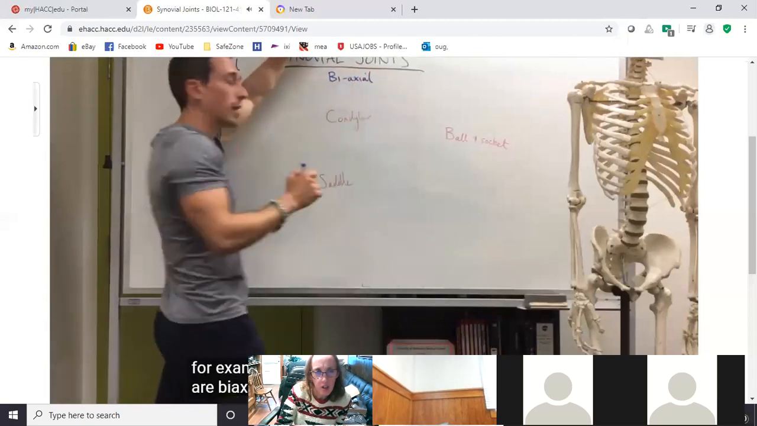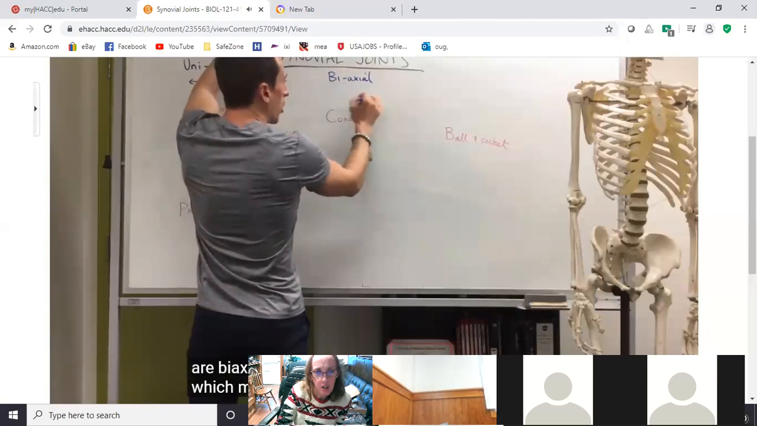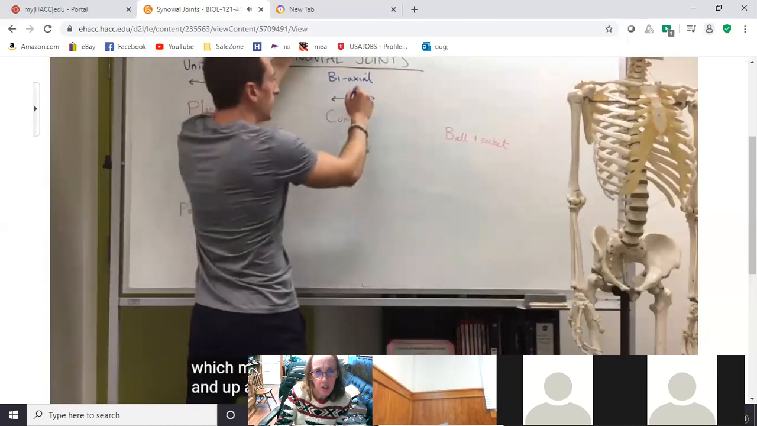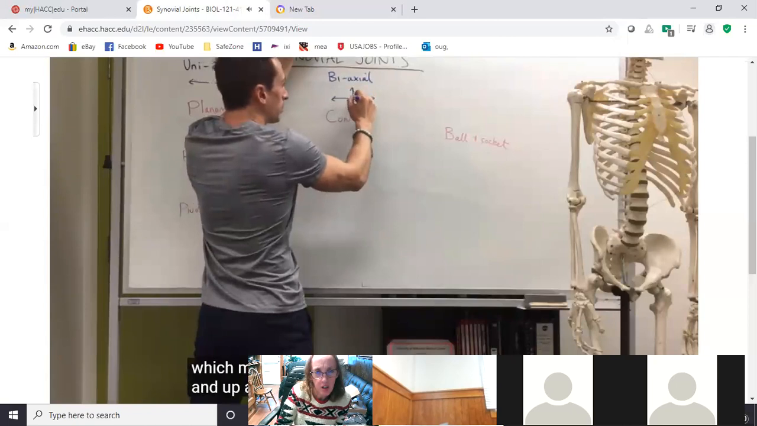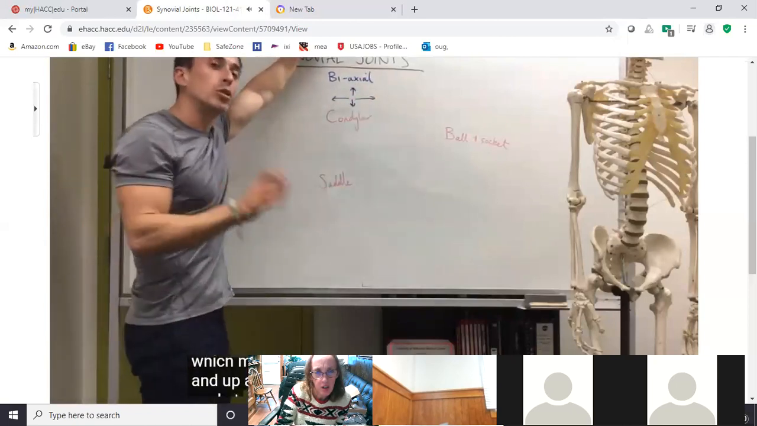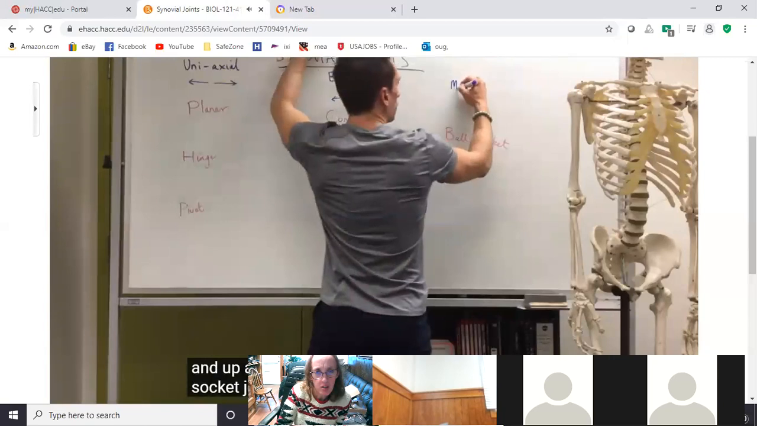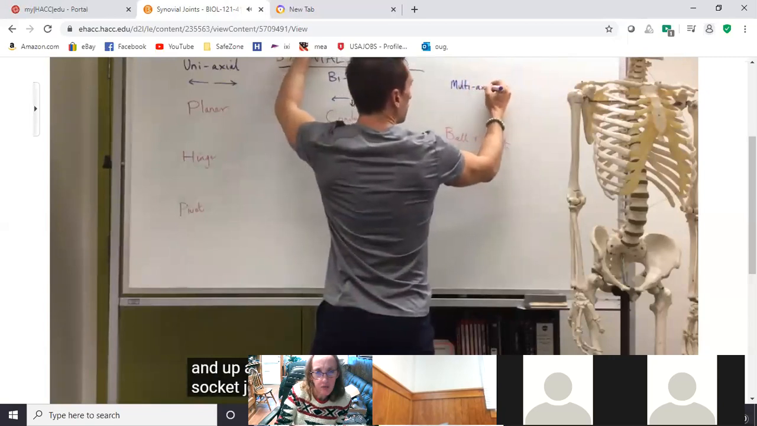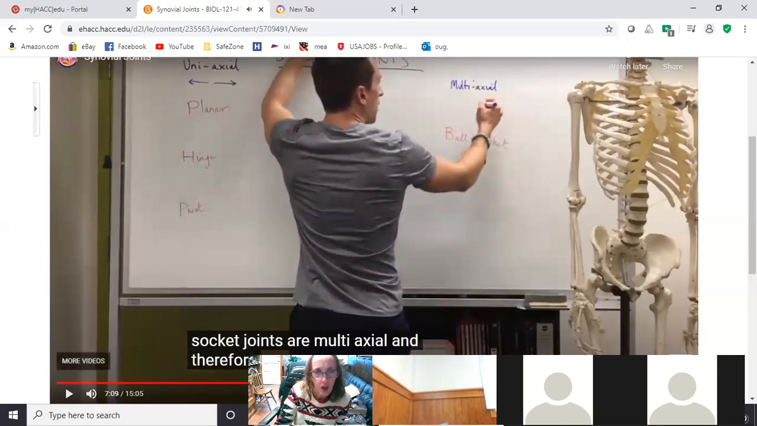You can move in 2 planes, which means they can go forward and back, and up and down, for example. Ball and socket joints are multi-axial, meaning they move in multiple directions. So uniaxial means they move in 2 directions, biaxial in 4 directions, and this one means they move in multiple directions.